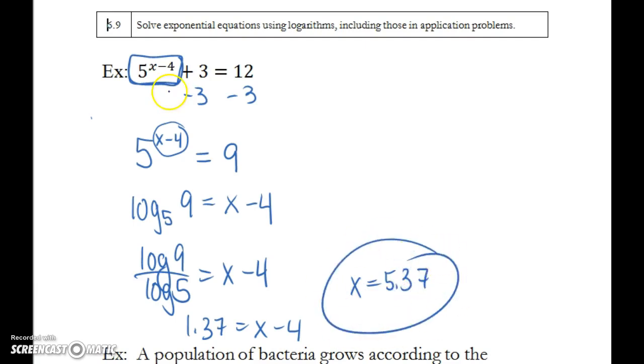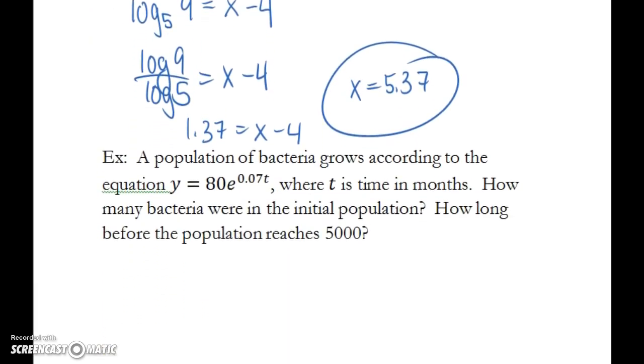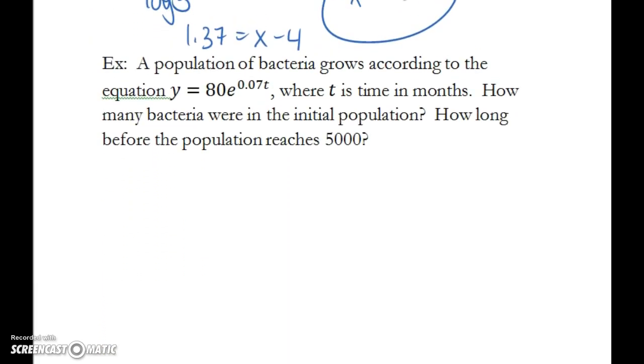Again, the big idea is get the exponential part alone first, convert it to a log equation, and then evaluate. All right, so let's look at a similar type of problem, but in an application context. We have a population of bacteria growing according to the given equation.